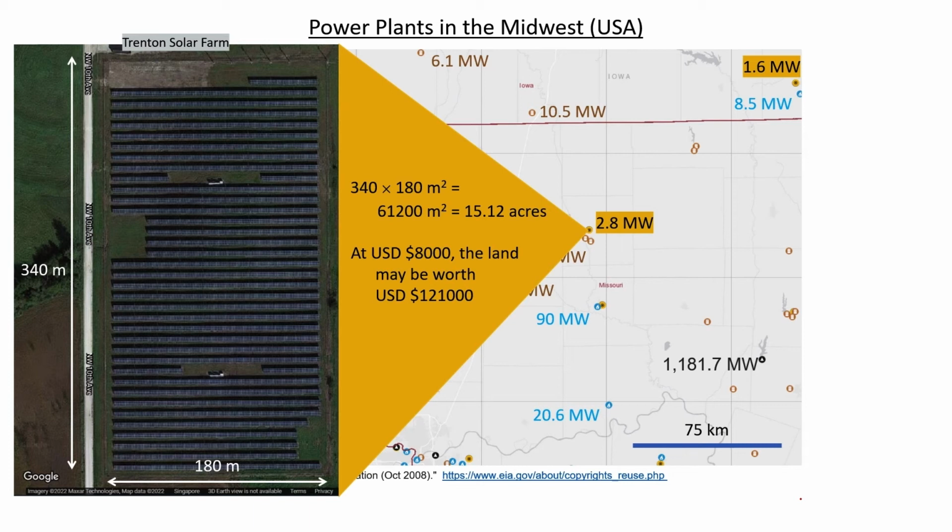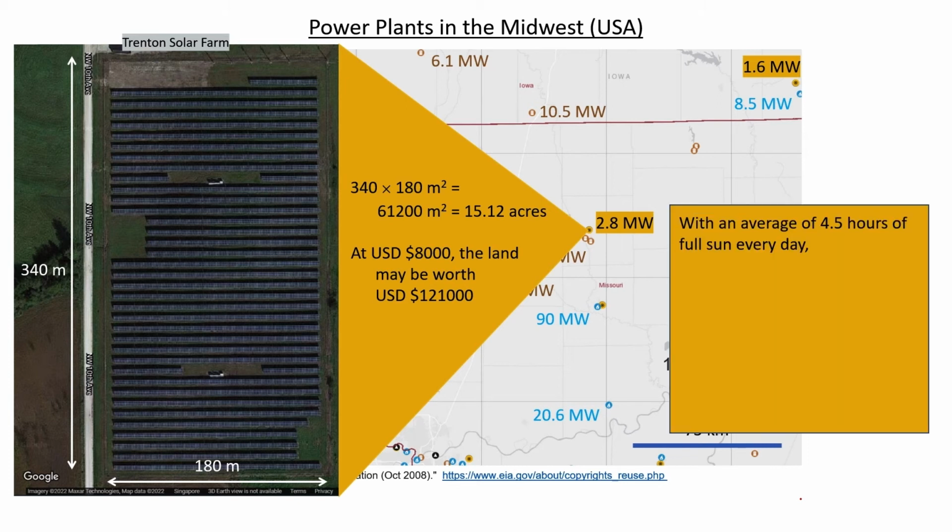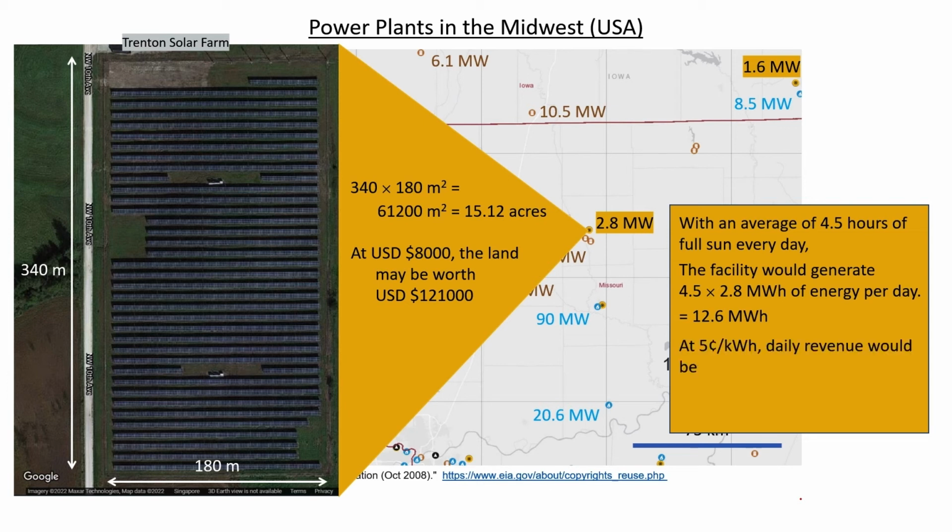Now the question is this: how long will it take them to earn back their land investment when they sell the power? Well, with an average of 4.5 hours of full sun every day in this region, the facility would generate about 12.6 megawatt hours of electricity per day. If we assume 5 cents per kilowatt hour, then the daily revenue would be about $630. It would take 192 days to recoup the land investment.